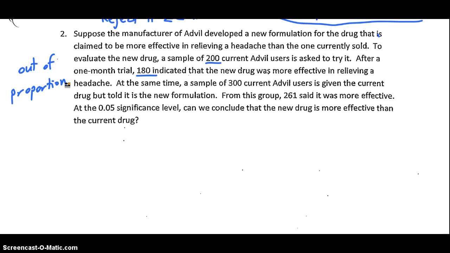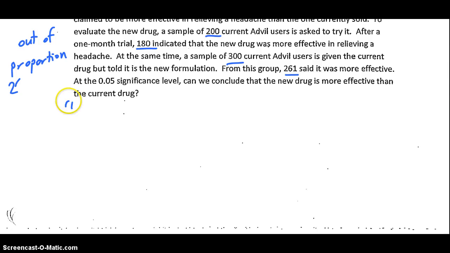At the same time, a sample of 300 current Advil users is given the current drug, but told it's the new formulation. From this group, 261 out of 300. So, there are two proportions happening here. Two different groups. At the 5% significance level, can we conclude that the new drug is more effective than the current drug? Alright. Step 1.